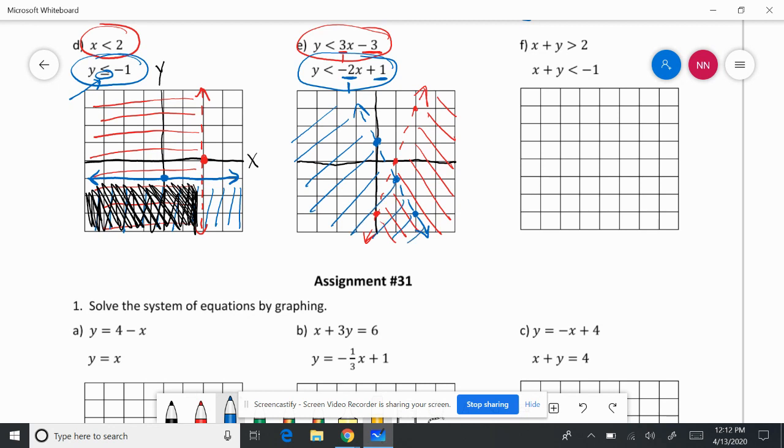Now, once again, our answer is where the two overlap. So we're looking to see where the red and blue overlap, and we see it's right in here. So I'm going to darken it to make sure that it's clear what our answer is.